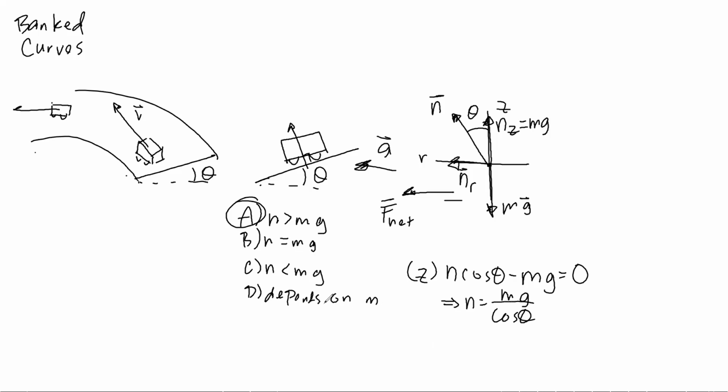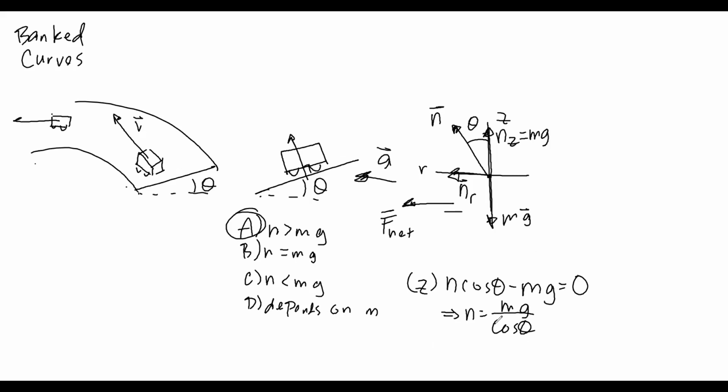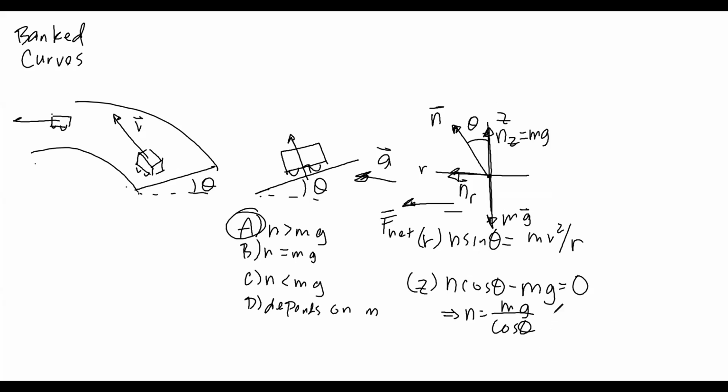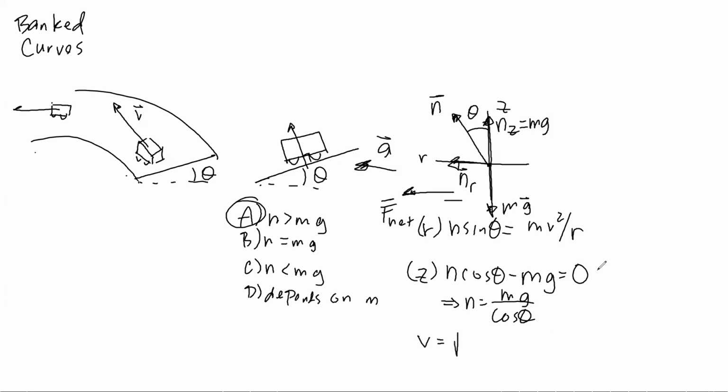Furthermore, in the r direction, I'll write it above it, we have n sine of theta equals f net, which for our purposes might be mv squared over r. And so if you plug in n, which is mg over cosine theta, you get mg tangent theta. And so the result is that v equals square root of rg times tangent theta. I skipped some steps, some algebra there.